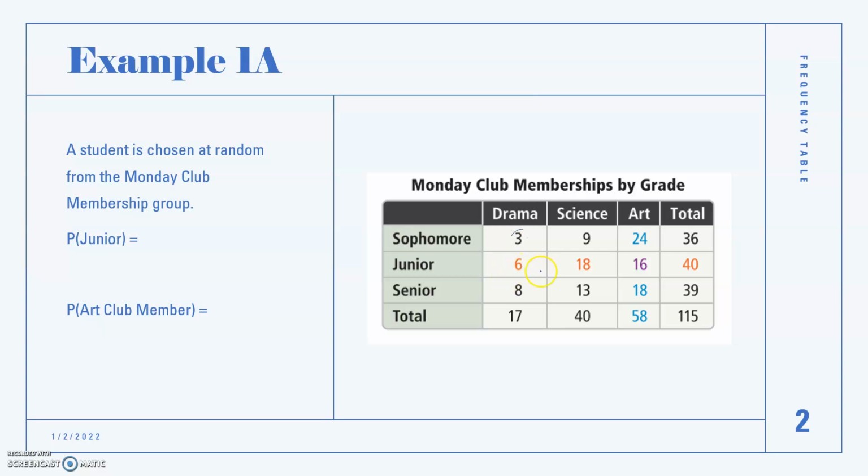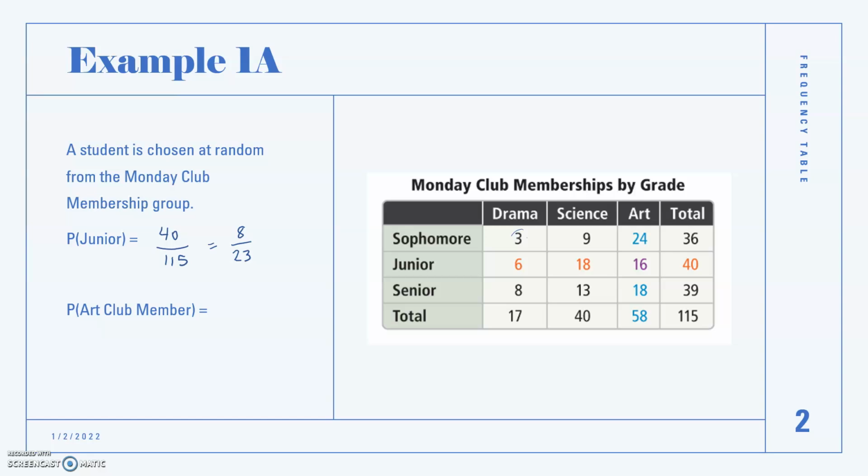Since I'm just choosing some student, there are 40 total juniors out of 115 total students. And that is a fraction that I can reduce, so I would get 8 out of 23 if I divide top and bottom by 5. So it's pretty likely that I'll get a junior, about a 1 in 3 chance that I'd pick a junior.